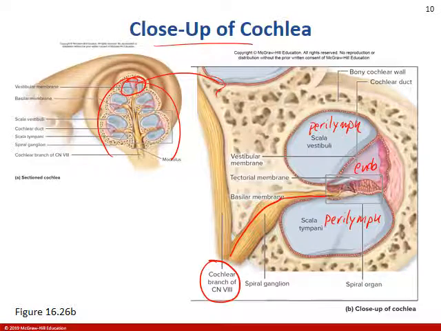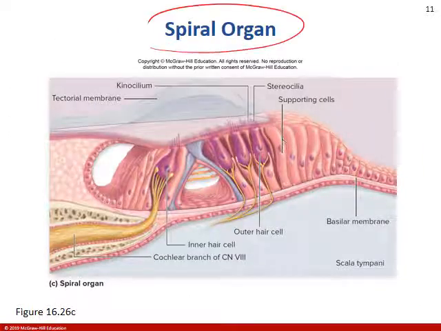And you can see that nerve is coming to this section right here, where we have something called a tectorial membrane and a basilar membrane. So we're going to enlarge this section on the next slide, and we're going to talk about what's happening. This is called the spiral organ. So here is the cochlear branch of the cranial nerve number 8, vestibulocochlear nerve.